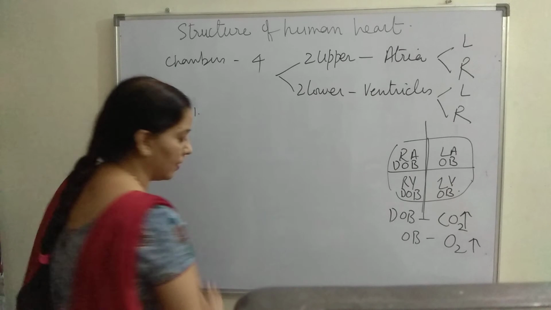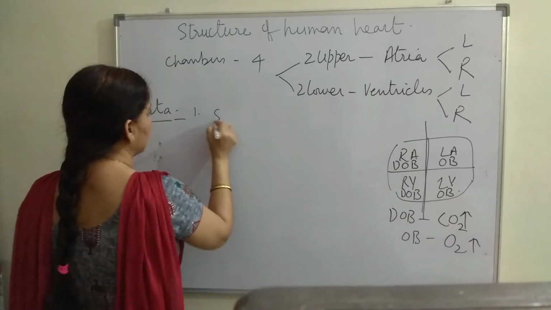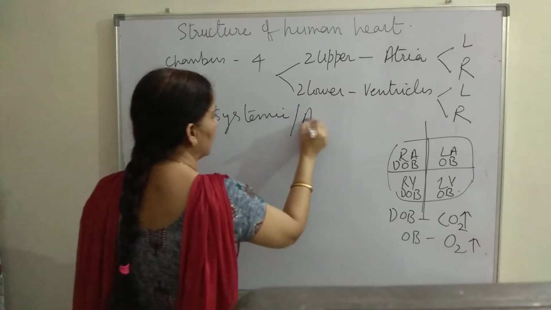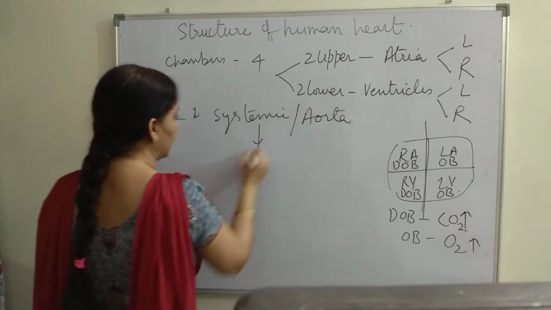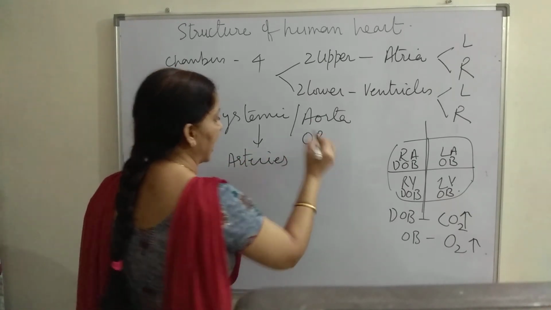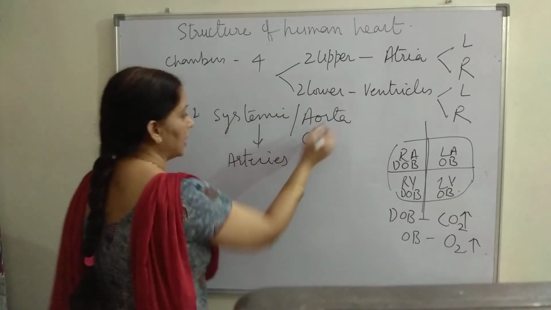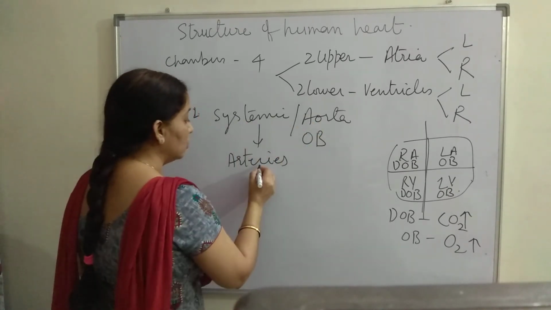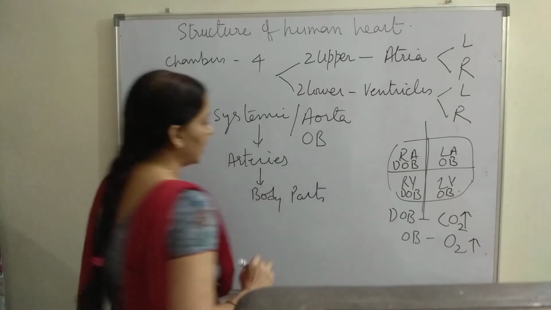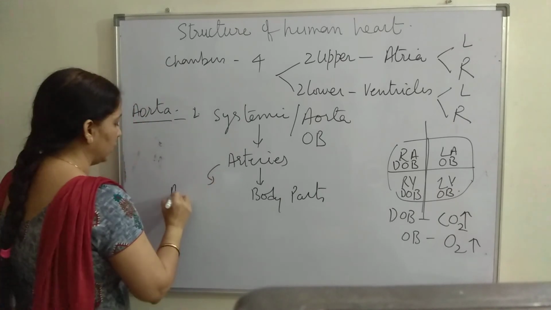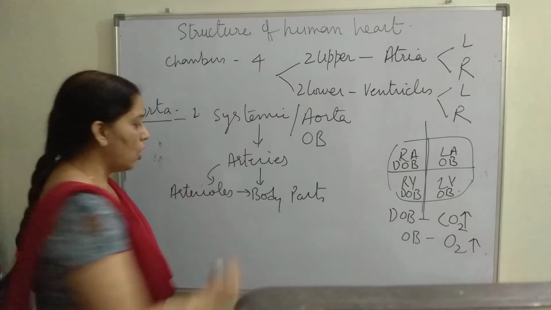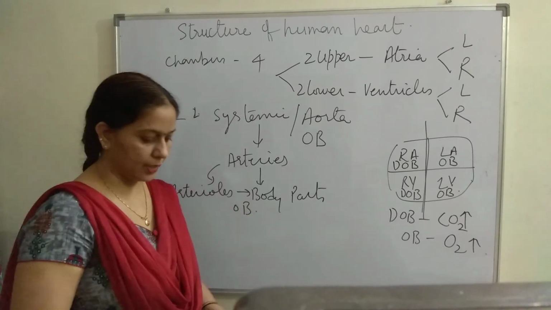The second aorta that arises from the heart is systemic, or it is only called aorta. It further divides into many branches which are called arteries, and it carries oxygenated blood. The systemic aorta carries oxygenated blood through arteries to all body parts, right? Arteries are further divided into finer branches called arterioles, and arterioles supply oxygenated blood to all body parts.